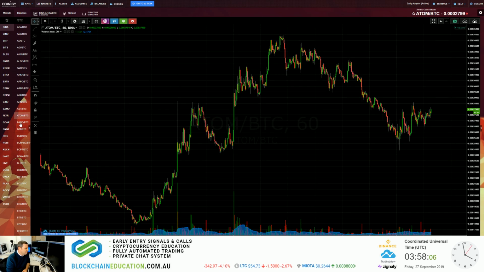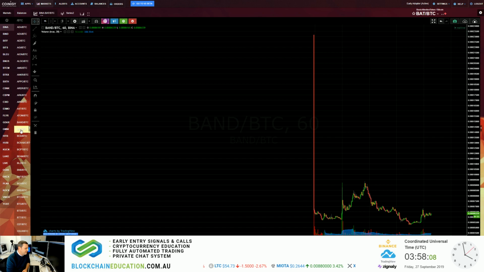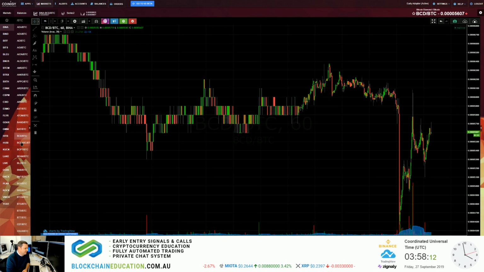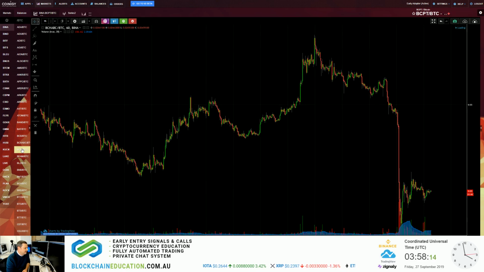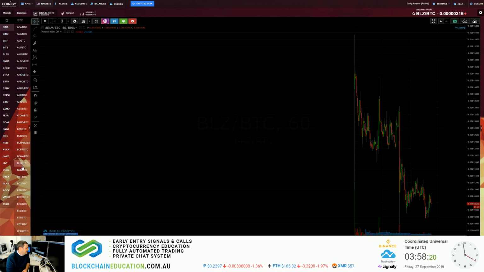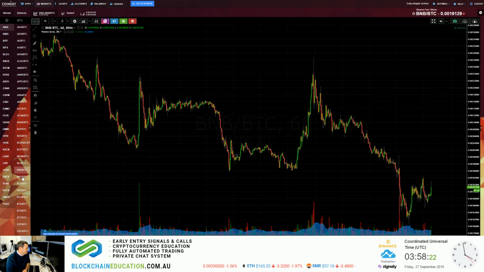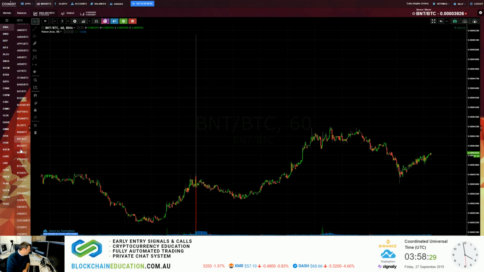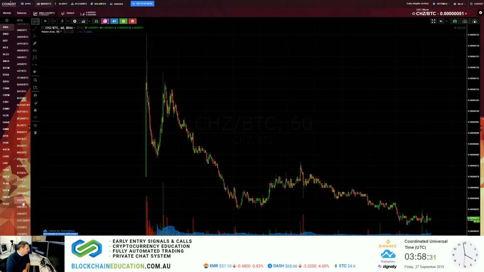Atom, I don't know what that is. That's difficult. This is difficult. That's kind of difficult as well. This is definitely not something we want to have a look at. Likewise, I don't know, this could be something I'd look at. Beam, let's have a look at BNB, the big Binance coin, pretty much a downtrend there. BNT, let's scroll down to a couple that I've been checking out recently that look good.